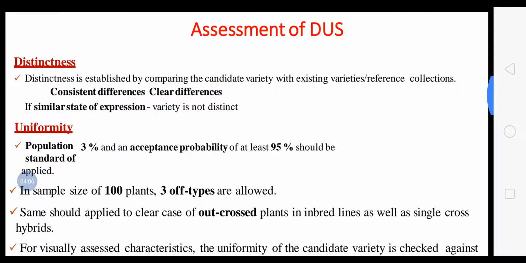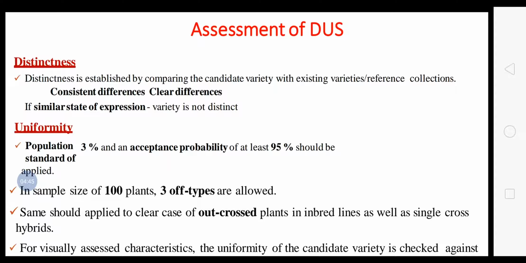Coming to the assessment of DUS test, the first character is novelty. That means the variety should be entirely new from the already existing varieties. The second character is distinctness. This is established by comparing the candidate variety with existing varieties or reference collections. Consistent or clear differences should be there between old and new ones. If a similar state of expression is found, the variety is not considered distinct and can be discarded.